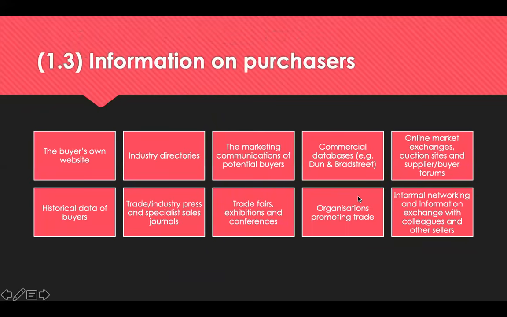Now, information on purchasers can be found through direct contact with the company itself, searching directories, marketing data, negotiations, or commercial organisations who provide databases, online exchanges and forums. And it's basically historical data already held by the supplier, the journals, the exhibitors.